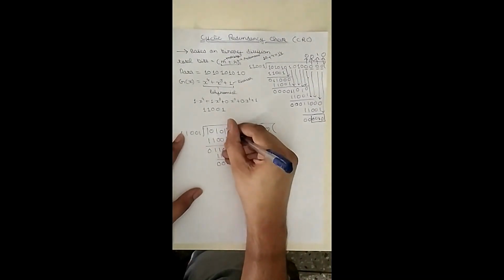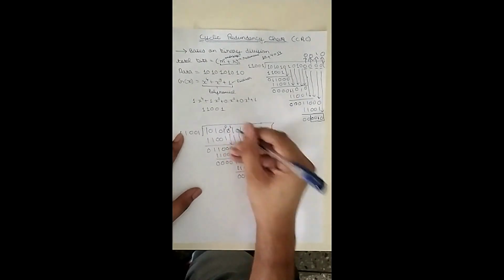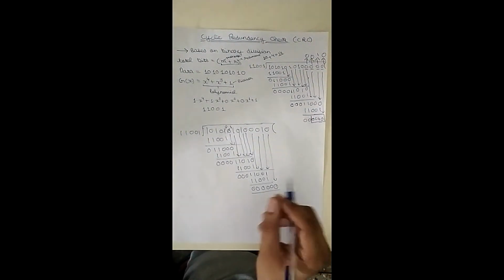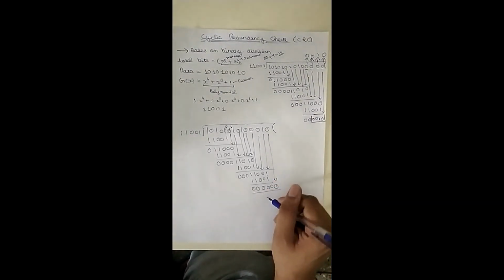And now suppose there is any change in the data in the middle, like suppose this 1 becomes 0 or this 0 becomes 1, then this remainder can never be 0. So the receiver will come to know that there is an error in the data. So by using the cyclic redundancy check, we can find whether there is an error or not. And as I said, it is the most practical method we can use for error detection, and it is used in real life to find errors in data. Thank you.